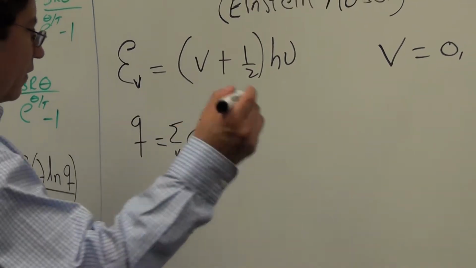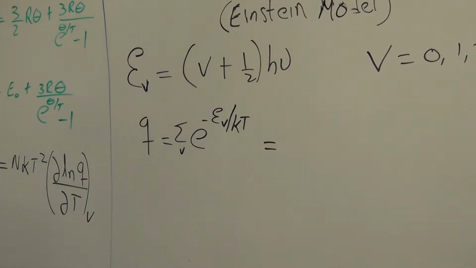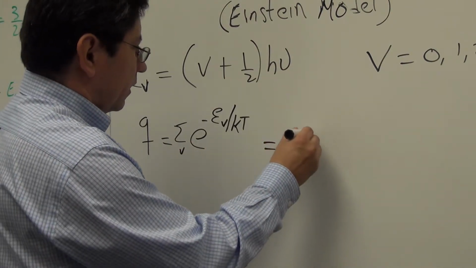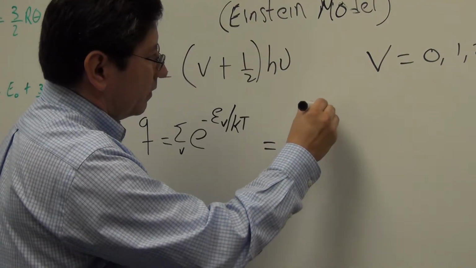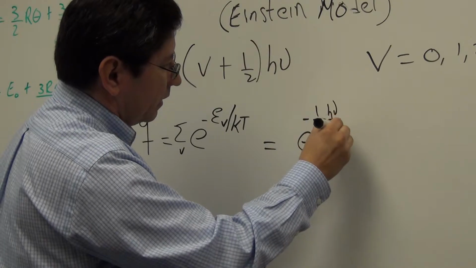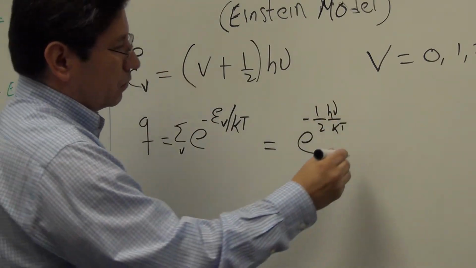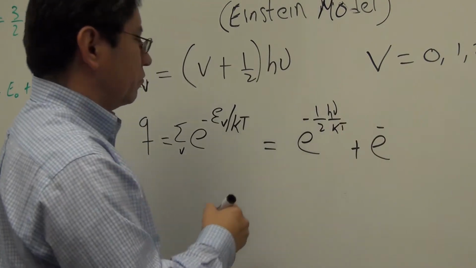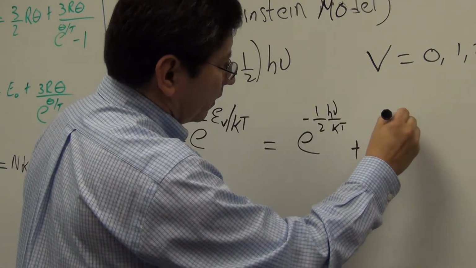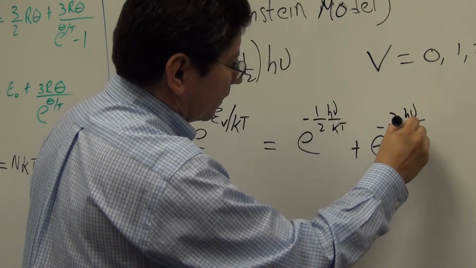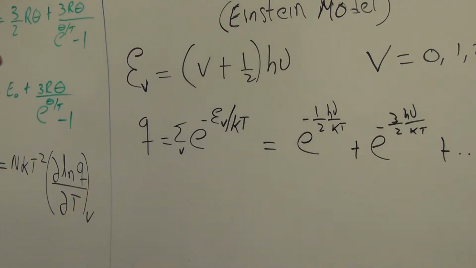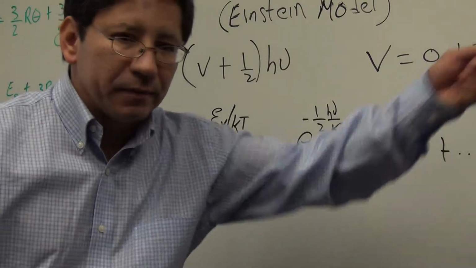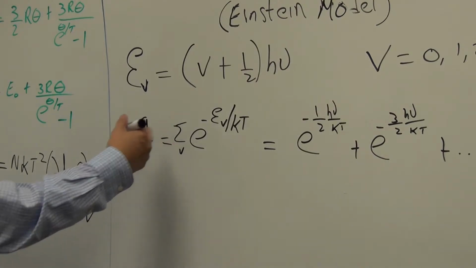So this, if we expand it in a less abbreviated form, is going to look like what? It's going to be e to the minus 1/2 h nu over kT when V equals 0, plus e to the minus 3/2 h nu over kT, plus, and it keeps going. It's a series. An infinite summation.